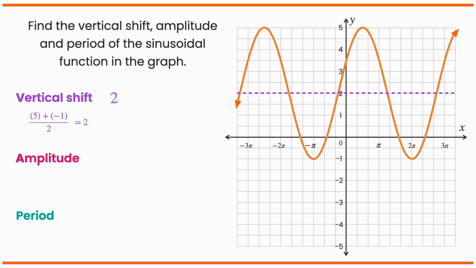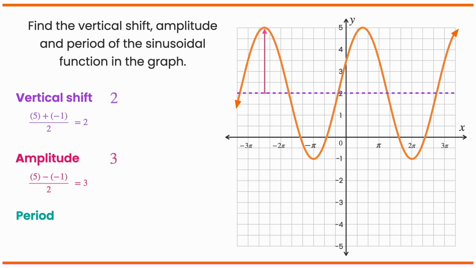Next, we can find our amplitude by measuring the distance from this midline to a maximum or minimum. It looks like 3, but let's check by finding half the difference between our maximum and minimum, which equals 3. Sure enough, the amplitude is 3.